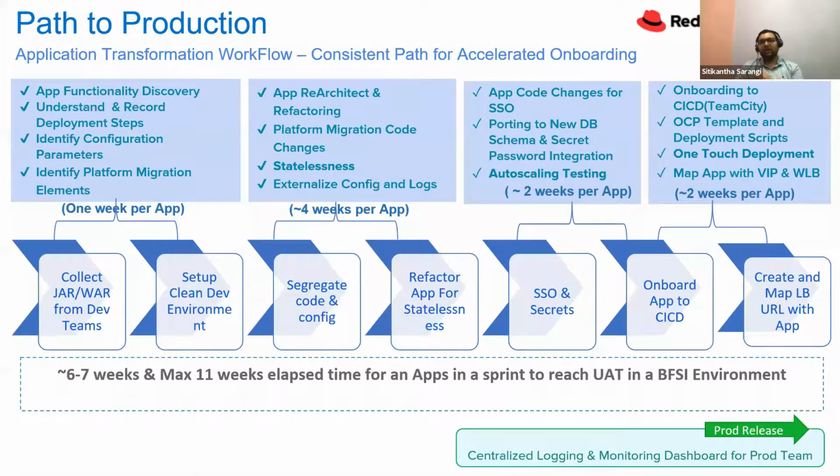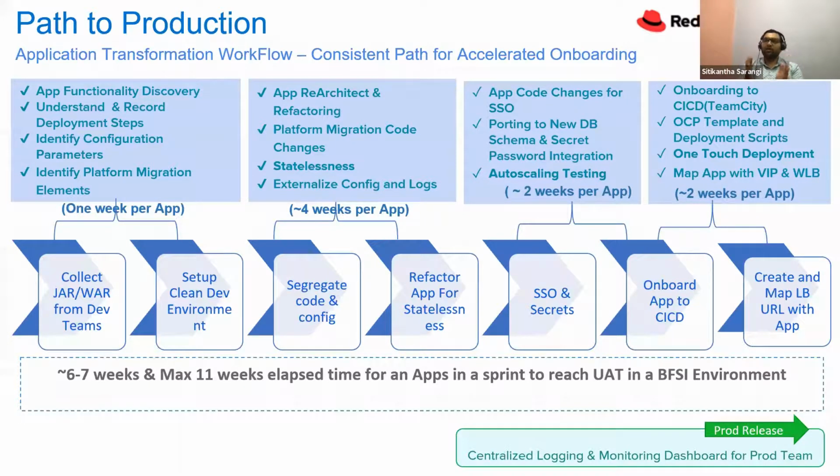In the UAT, obviously there will be testers who will be testing the application from all fronts, whether it is catering to the peak hour load, whether the application is breaking or not, whether it is logging everything in the OpenShift native logging module, or whether it is breaking somewhere. All these things will be tested, right? Once the UAT testing is passed, then it goes to production.